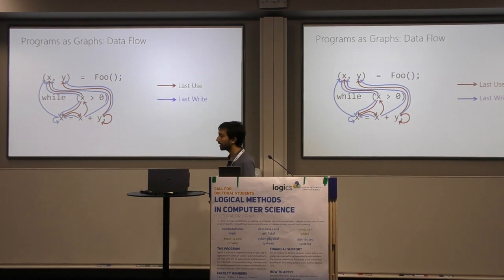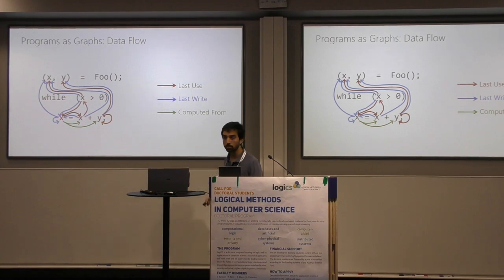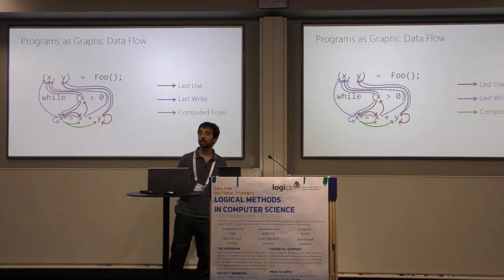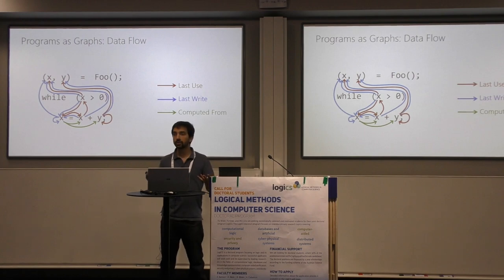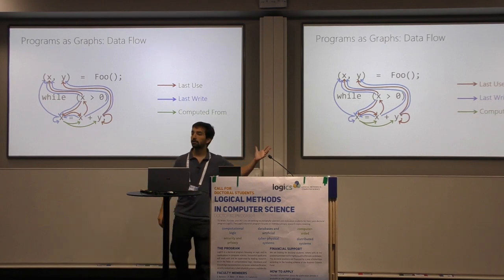We only have this edge here. And we can also add a computed-from edge, for example, that X is computed from X plus Y. And we can keep playing this game and adding more and more features, as edges essentially, as long as we believe that these are useful. And this is how we create the graphs from code.